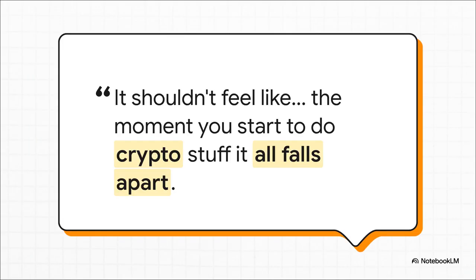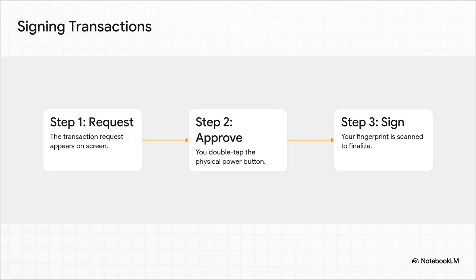And this quote from Emmett Hollier, the GM of Solana Mobile, just perfectly captures the whole idea. He says using Web 2 apps is so smooth, right? So doing crypto stuff shouldn't feel like everything just falls apart. The whole point is to make Web 3 feel just as easy and intuitive. So what does that actually look like when you use it?